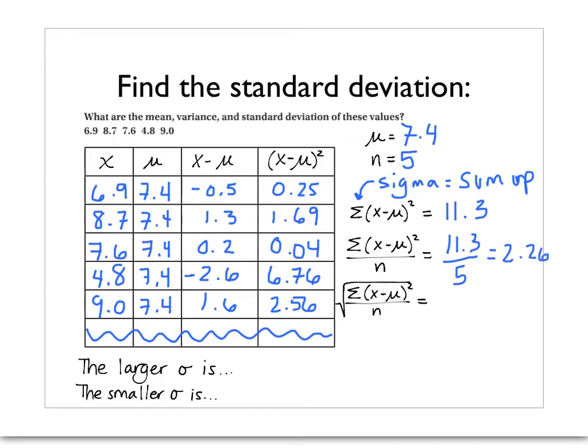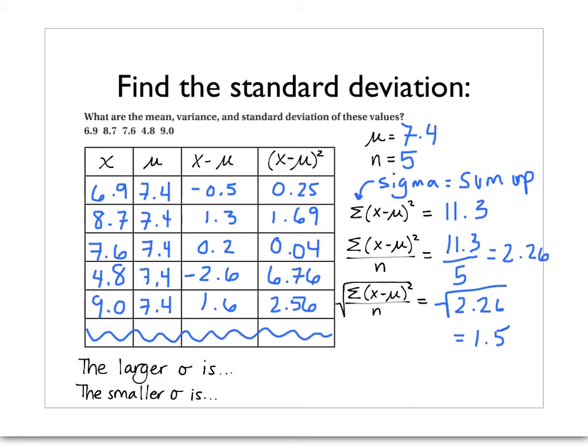Now, it's hard to explain what it means, but don't worry so much about that. Let's find the square root of that, and that's going to be our standard deviation. The square root of 2.26 equals 1.5. Okay, rounding it off, 1.5. And that is our standard deviation.